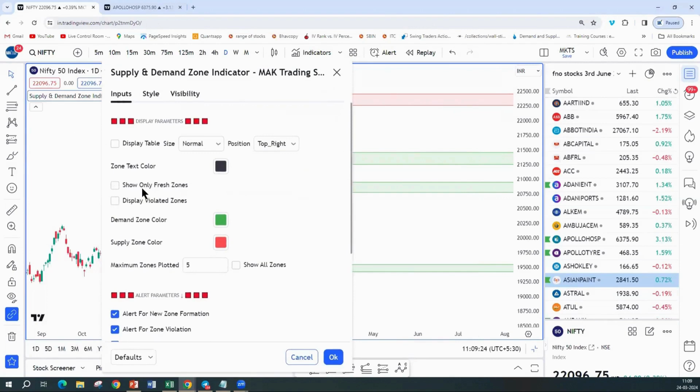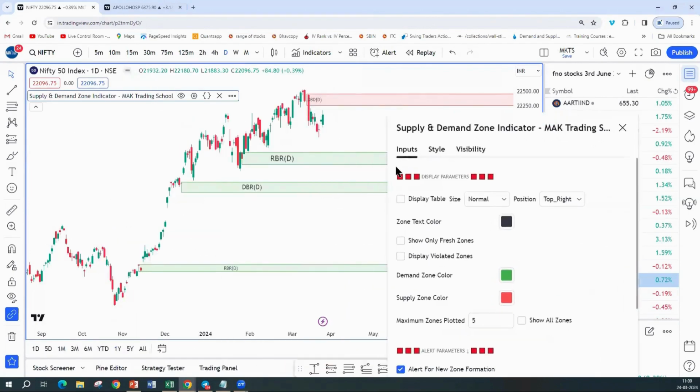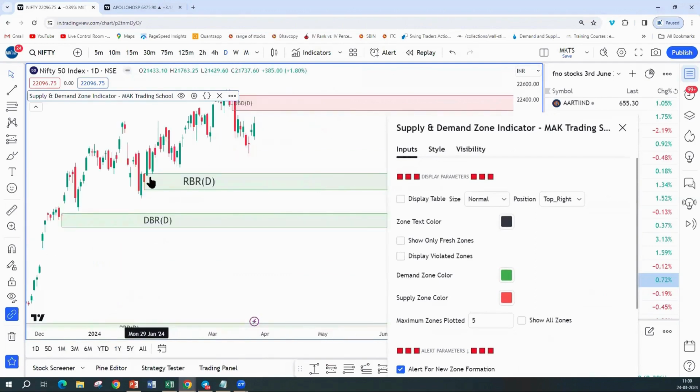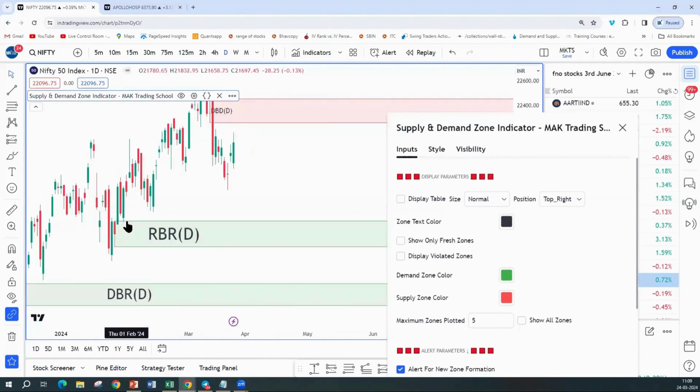So there is an option here, show only the fresh zones, the zones which are not tested. So like this demand zone, where my cursor is, is it fresh or is it tested, friends? Do let me know in the chat window. What do you feel? Is the level fresh or is it tested? Guys, make this as interactive as possible. Then that's where your learning will fasten. Yeah. So keep participating. So it's a tested level.